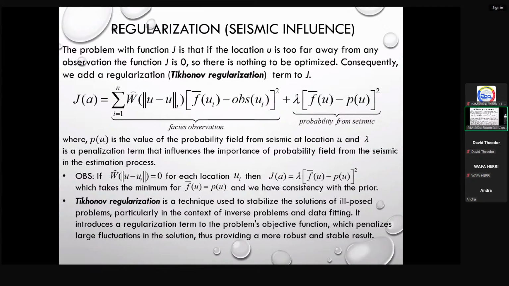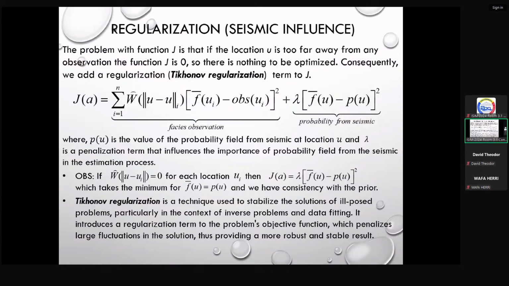The problem is if we are taking into account only the weighted function, if the location is too far, then we don't have to be optimized. So we are putting in a new term, named the Tikhonov term, regularization, and with that we take into account the probability from seismic.